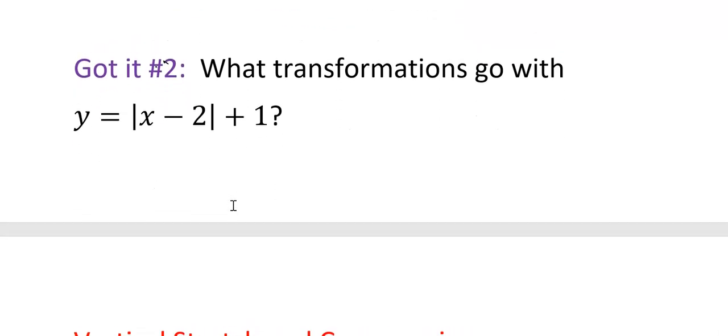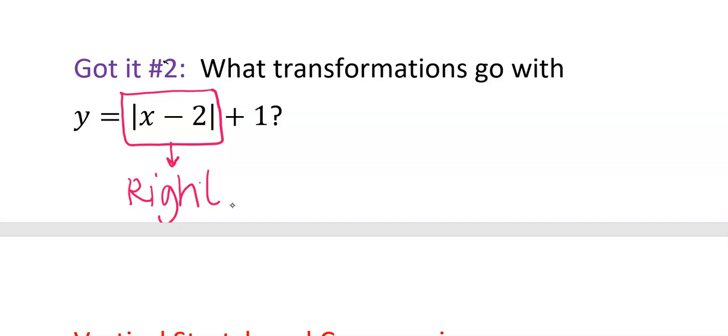How about the next one, the got it question number 2? Let's do the inside of the absolute value first. Right 2, because it's a minus this time. That would mean right 2. And then how about the plus 1? Up 1. So as long as you have those two things somewhere, that's what we're looking for.